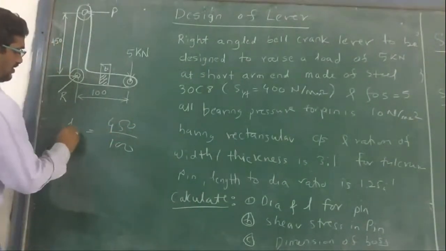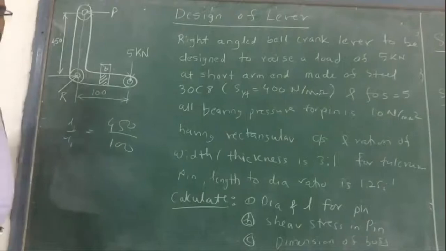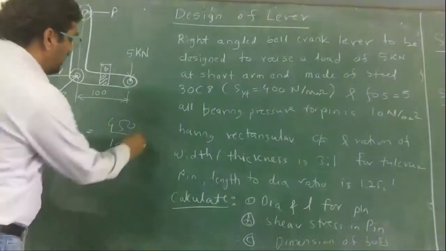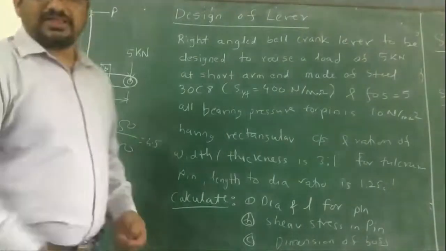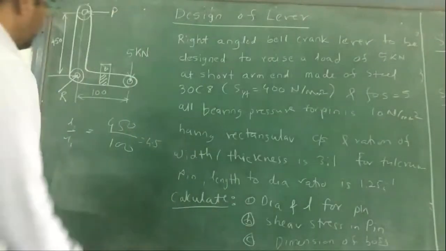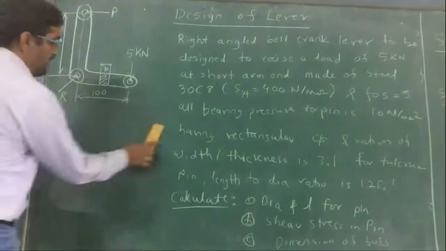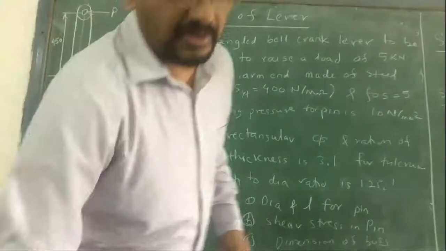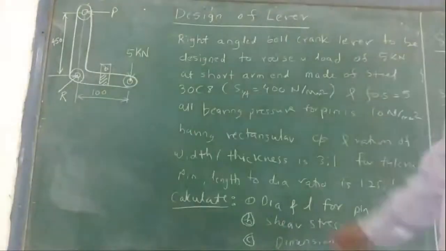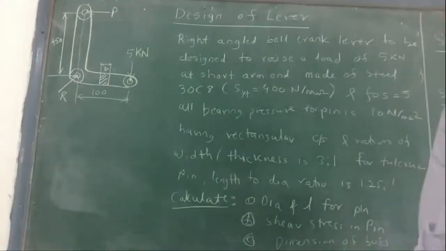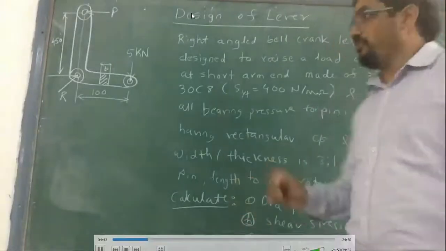This is N2/N1. This is leverage. Mechanical advantage we will get as 4.5. So with the effort, we can lift up to 4.5 times the load, right? That is the advantage. By looking at the diagram, we get that. Now, let's try to go through the numerical problem.